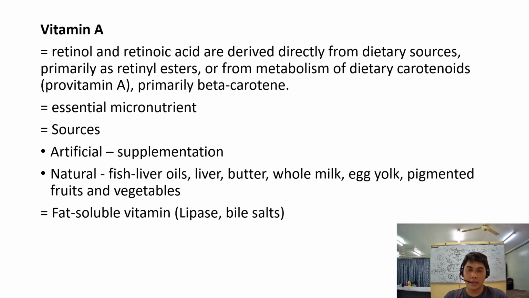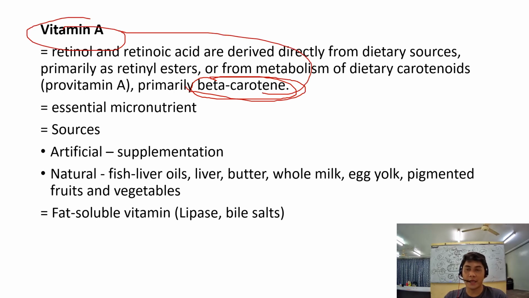Beta carotene is a provitamin, meaning you need to convert it to vitamin A. Regarding vitamin A, it's also known as retinoids. For retinoids, you have three types: retinol, retinal, and retinoic acid. In terms of conversion, first you have retinol, then it will be converted to retinal, and lastly retinal is converted to retinoic acid.